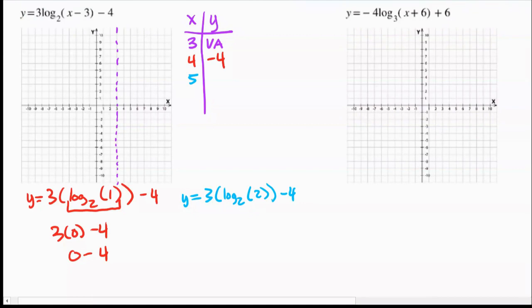Now I go ahead and do this math. As I said before, this is 1. 3 times 1 is 3. And 3 minus 4 is negative 1. So now when I plot these points, (4, negative 4) and (5, negative 1), that gives me the general shape of my log function, which should look like this. So let's put that into practice.